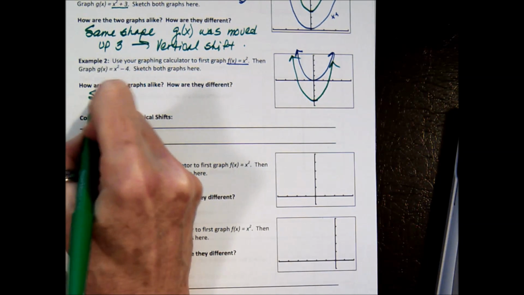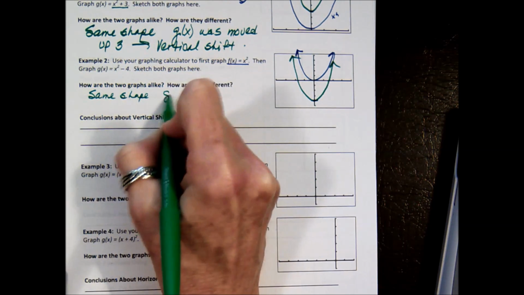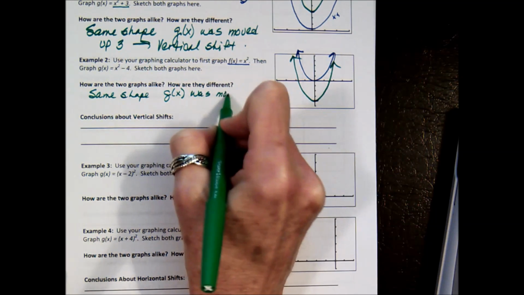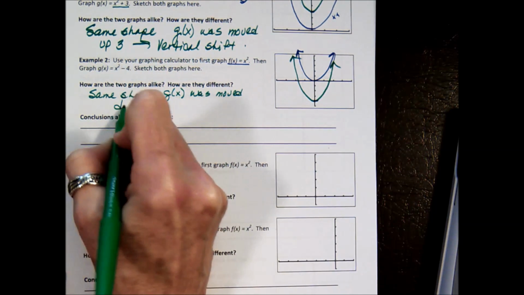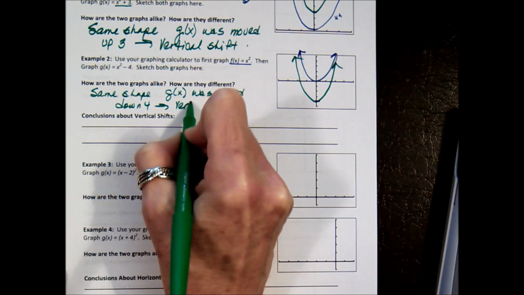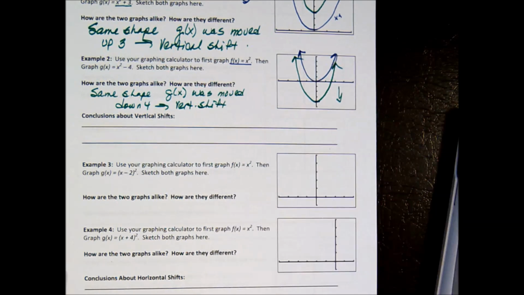So it says, how are the two graphs alike? Again, they are the same shape, but how are they different? G of x was moved down 4. So that was, again, a vertical shift, but it was a shift down.